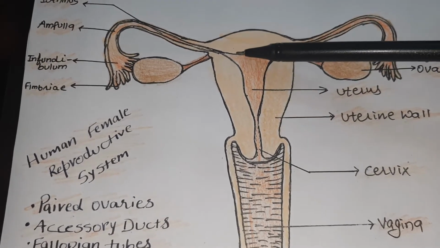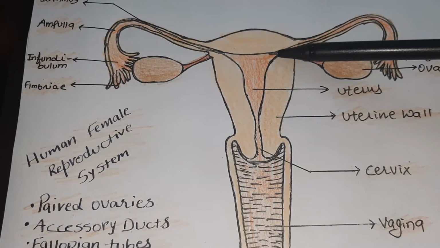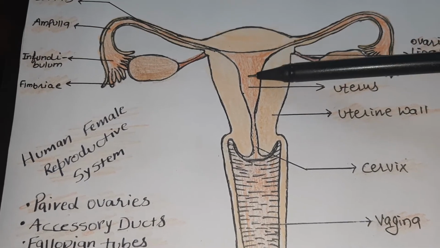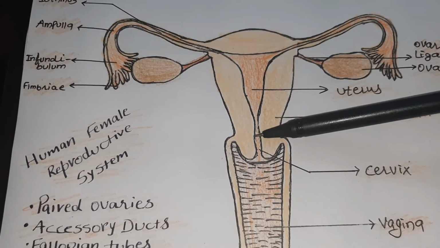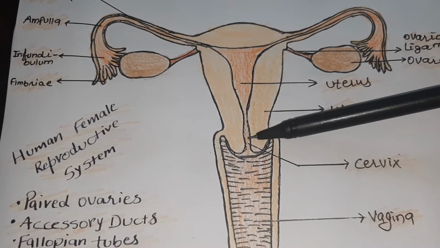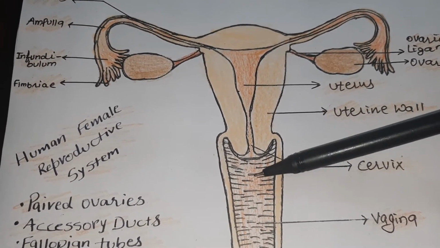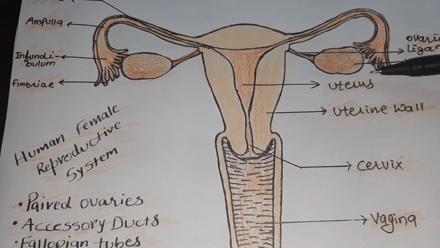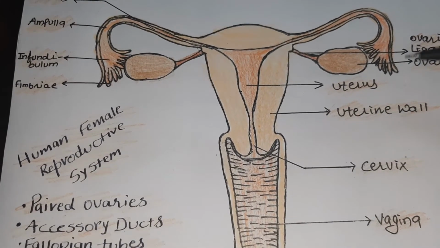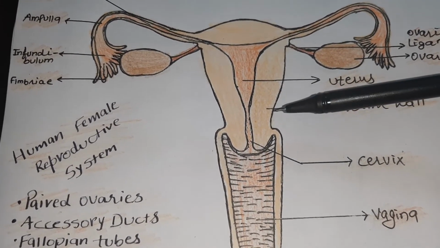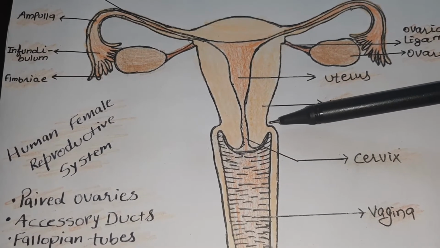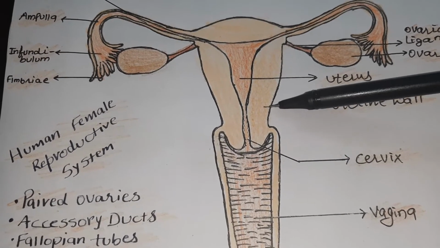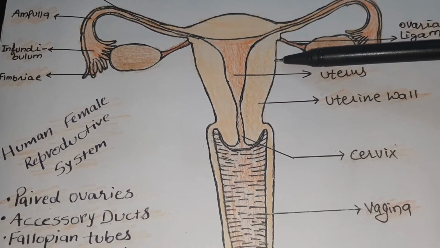If you look at the structure of the uterus, that part of the uterus is known as the fundus, and then the middle body and the terminal cervix, and that cervix opens into the vagina. If we talk about the wall of the uterus, which we call uterine wall, it has three layers. The outermost, that is the external, is known as perimetrium, which is the thin layer and is protective in function.